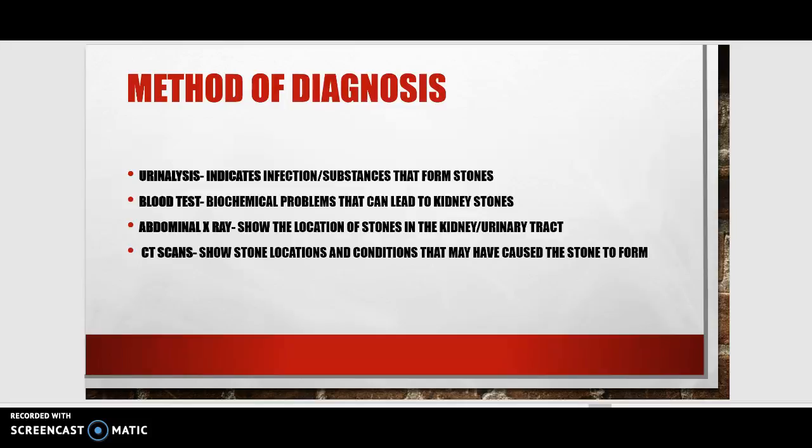Blood tests can indicate biochemical problems that can lead to kidney stones. So maybe one hasn't developed, but it can indicate things that are putting you at a higher risk. Abdominal x-rays or CT scans show the location of the stone, and they can also give you some clues on what condition may be causing the stone to form.